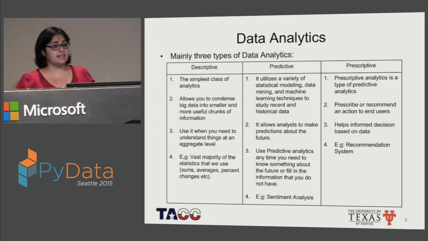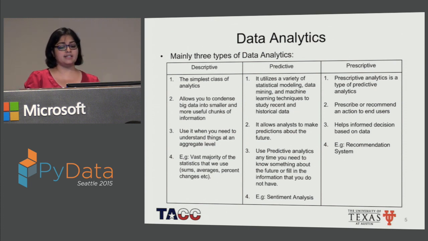The next type of analytics, which we'll talk about today, is prescriptive analytics. It is a subset of predictive analytics. That means the recommendation system, which is a type of prescriptive analytics, is a subset of predictive analytics. It helps prescribe or recommend an action to end users. It helps recommend data to end users, taking into consideration what kind of data you have. It helps drive decision-based ideas on your data.